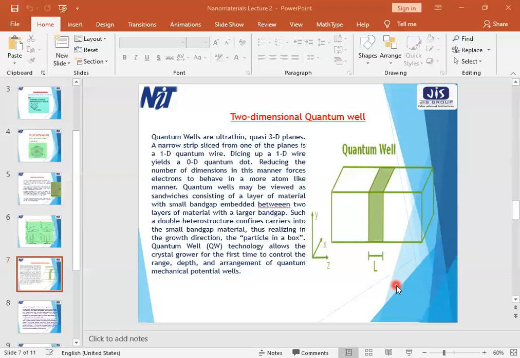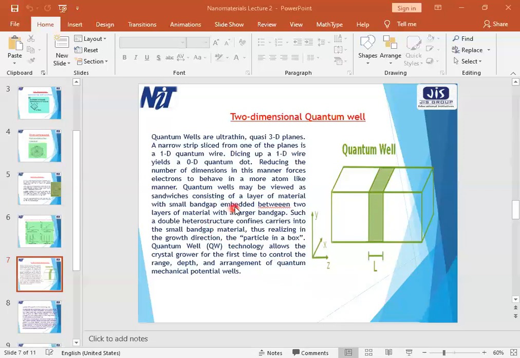If you further roll it up, one dimension is seen, and if you roll it continuously, after some time what will happen? Its size will become very, very small. And if the size becomes very small, that will be a zero dimensional nanomaterial or quantum dot. So reducing the number of dimensions in this manner forces electrons to behave in more atom-like manners. If we reduce the dimensions, the electrons will be confined to a very, very small range and quantum confinement will be there. Because of that, these electrons will behave like atoms, because a very small number of electrons will be there.